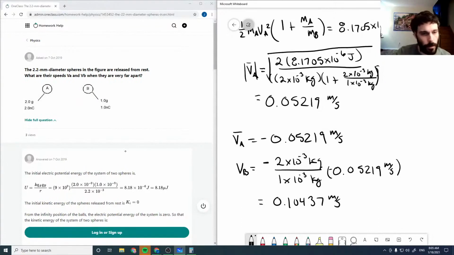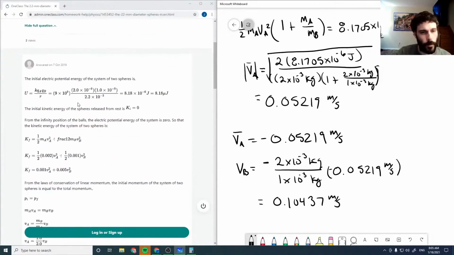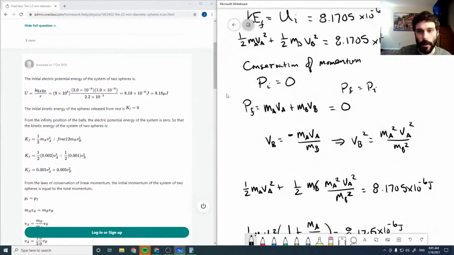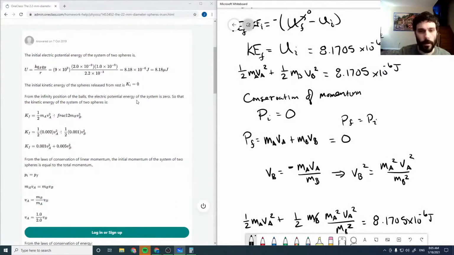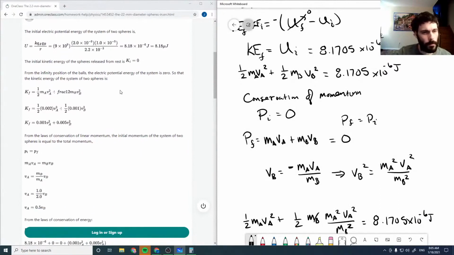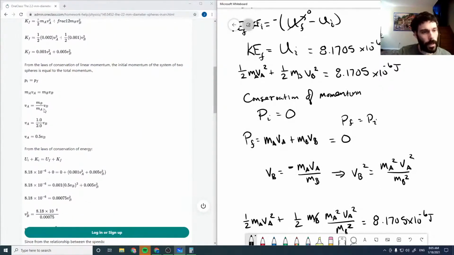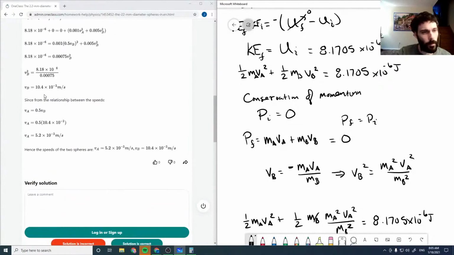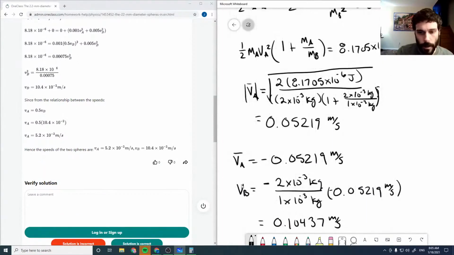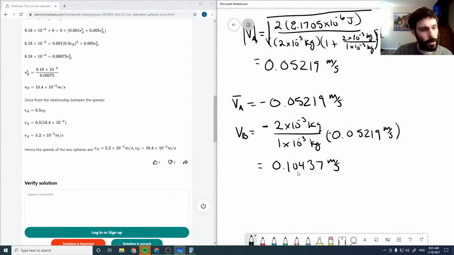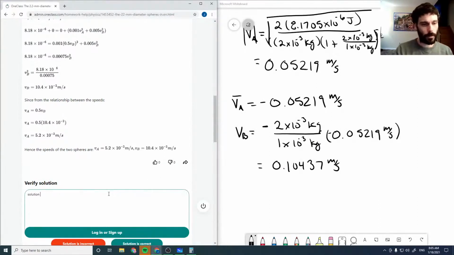Okay, so if we check our solution here, first we compute our potential energy when they're next to each other, so 8.18 times 10 to the minus 6, so 8.17, 8.18, just different by rounding. We can use our kinetic energy expression and our conservation of momentum to get that our vB is 10.4 times 10 to the minus 2, so that's that, and 5.2 times 10 to the minus 2, so that's that. So that looks the same, so that looks good, the solution is correct.